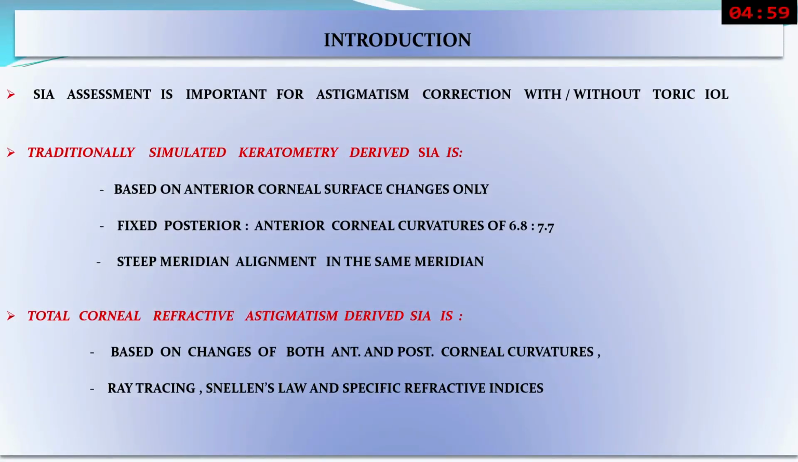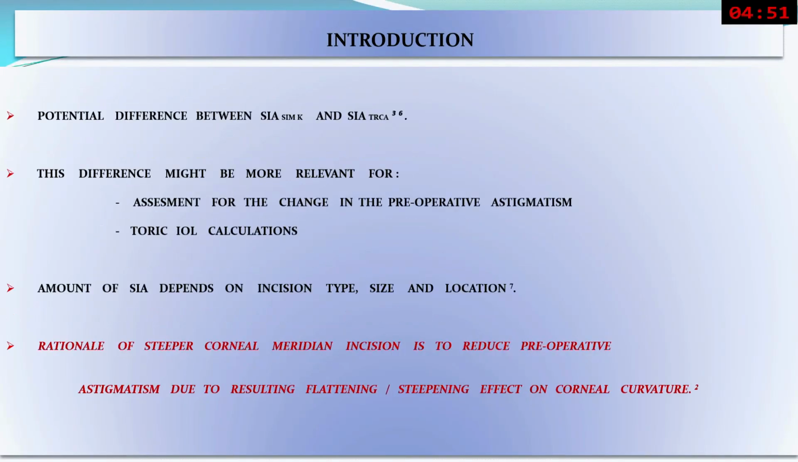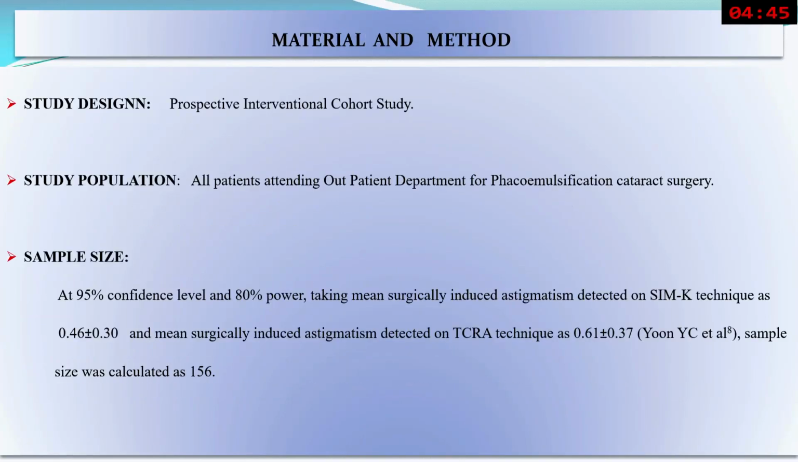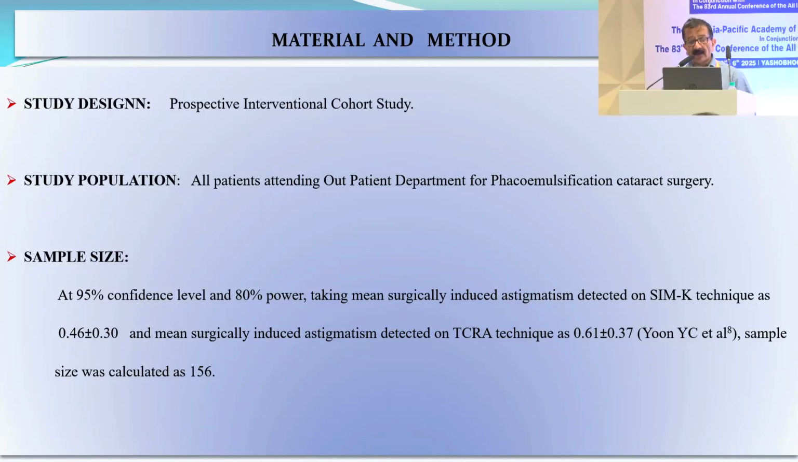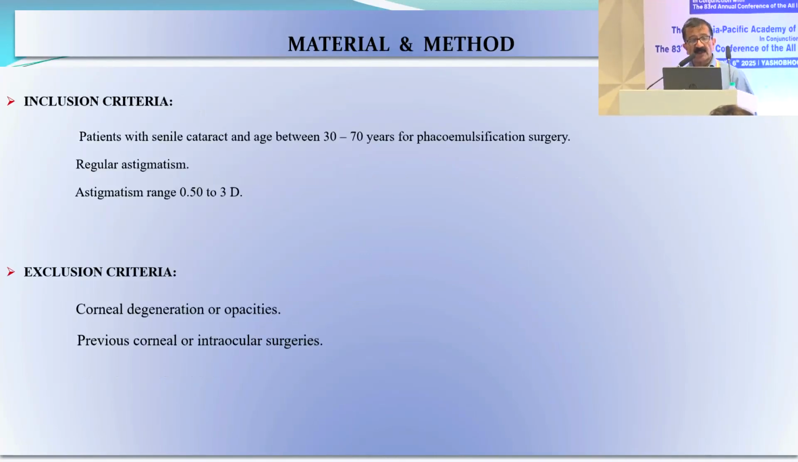Traditionally, simulated keratometry derived SIA is based on anterior corneal surface changes only, whereas the total corneal refractive astigmatism derived SIA is based on changes in both the anterior and posterior corneal curvature. Hence, there is a potential difference between the 2 methods of SIA calculation. Now, this is a prospective interventional cohort study, and the minimum sample size of 156 was based on the Yang YCL study of 0.46 SimK based SIA and 0.61 TCRA based SIA.